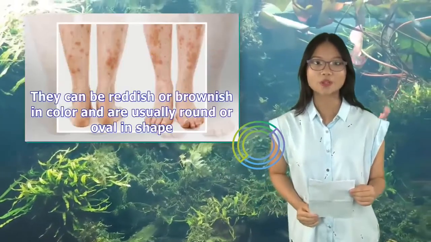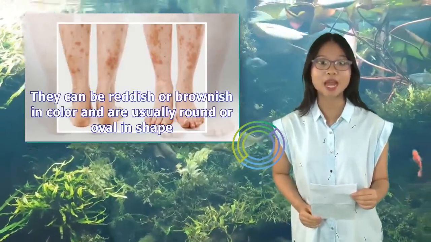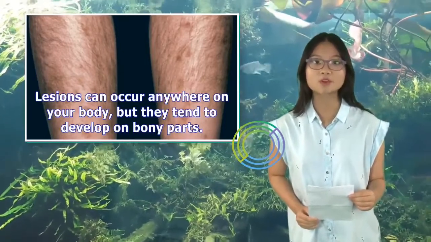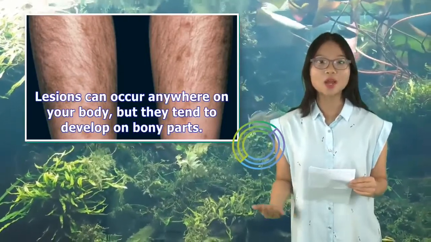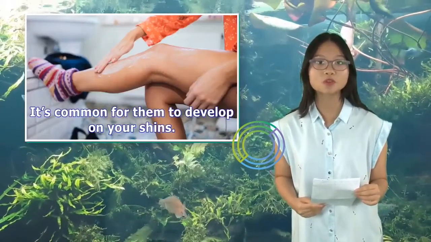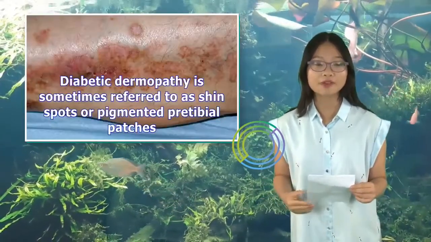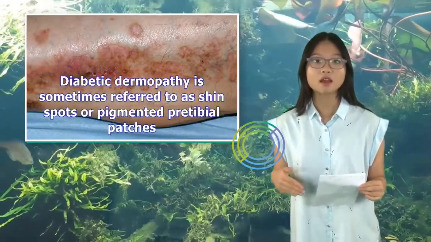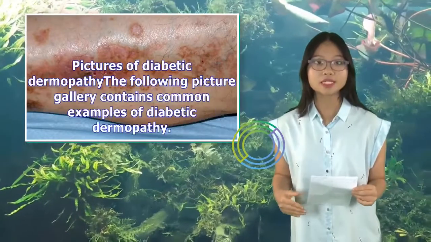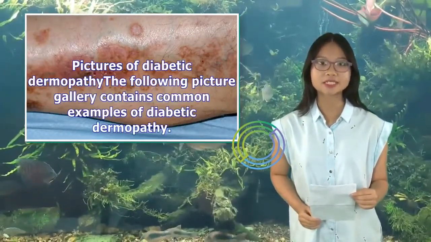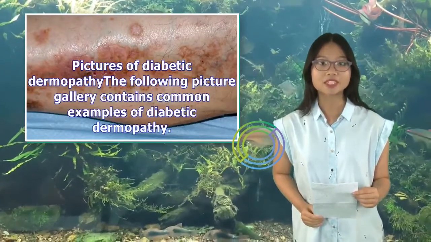They can be reddish or brownish in color and are usually round or oval in shape. Lesions can occur anywhere on your body, but they tend to develop on bony parts. It's common for them to develop on your shins. Diabetic dermopathy is sometimes referred to as shin spots or pigmented pretibial patches. Pictures of diabetic dermopathy: the following picture gallery contains common examples.